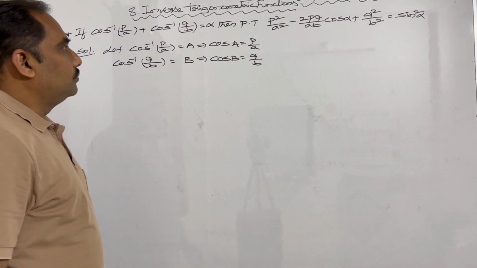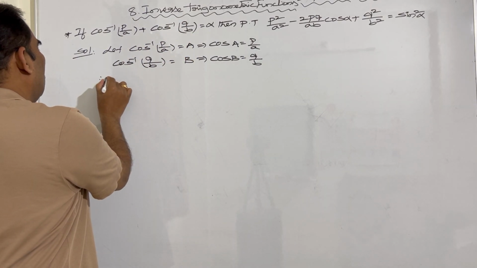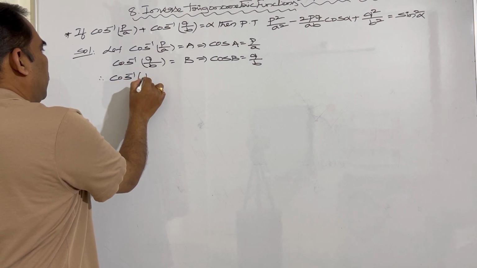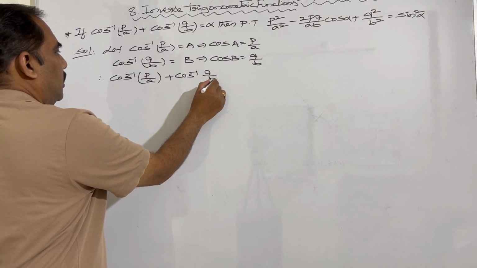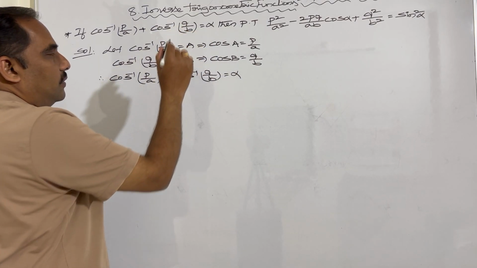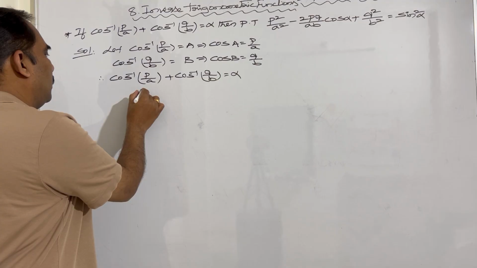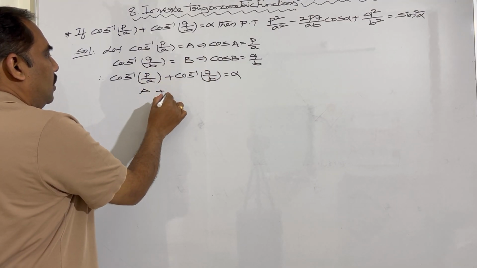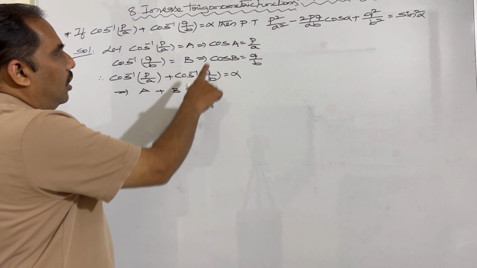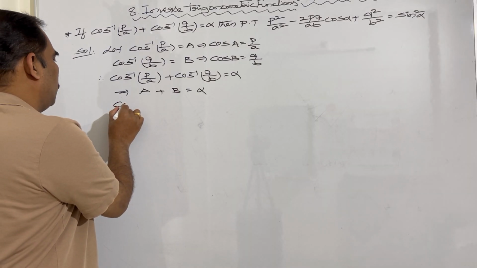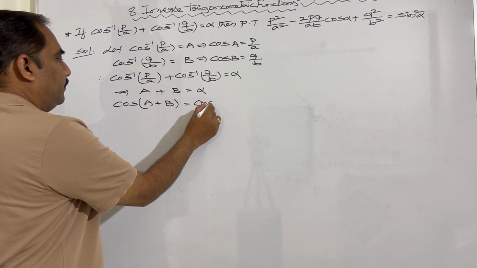Now the problem becomes: cos inverse of p by a plus cos inverse of q by b is equal to alpha, as given. So it becomes A plus B is equal to alpha. Now operate cos on both sides: cos of A plus B is equal to cos alpha.